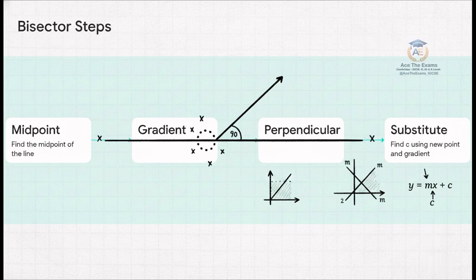Step 1, find the midpoint. Step 2, calculate the original gradient. Step 3, find the perpendicular gradient using that negative reciprocal trick. Step 4, substitute the midpoint and the new gradient into your straight line equation.